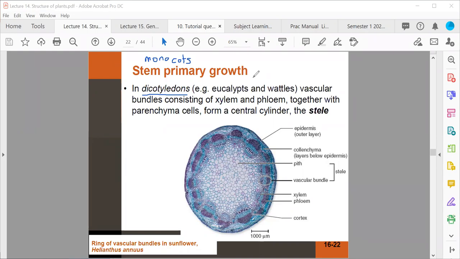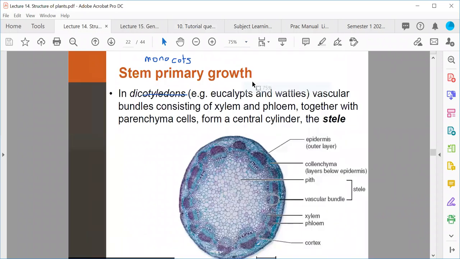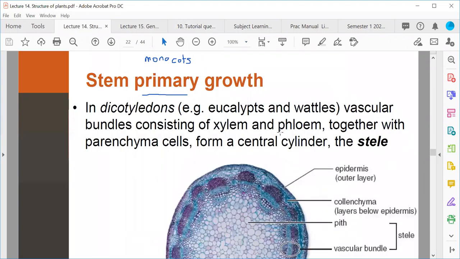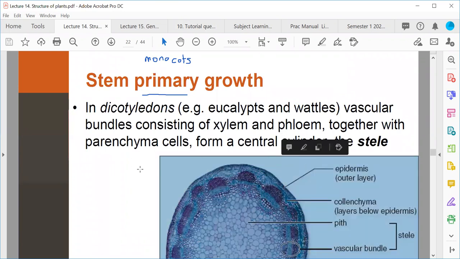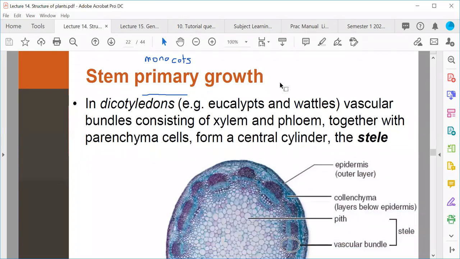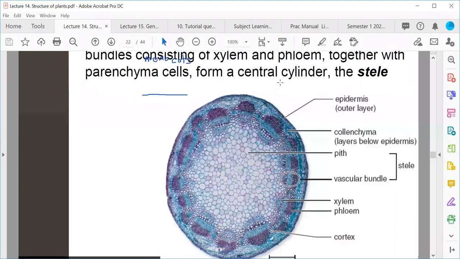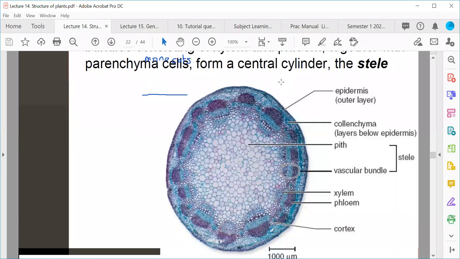So you would see firstly this outer layer of cells, which is the epidermis, most likely a single layer of cells. I probably should enlarge this too. There we go. All right, that should be clearer. All right, so outer layer of cells, the epidermis, and here's the terms here to the right.